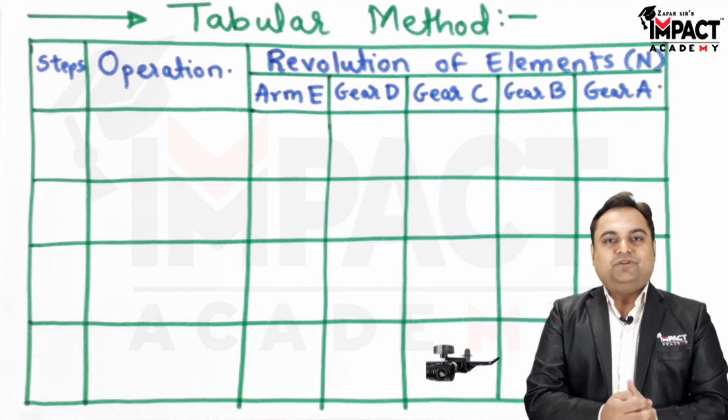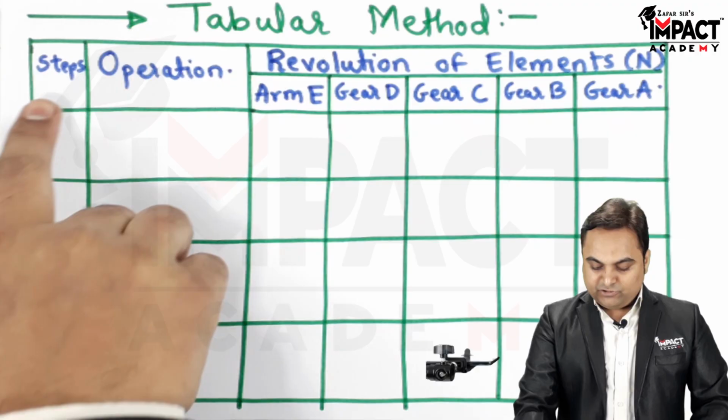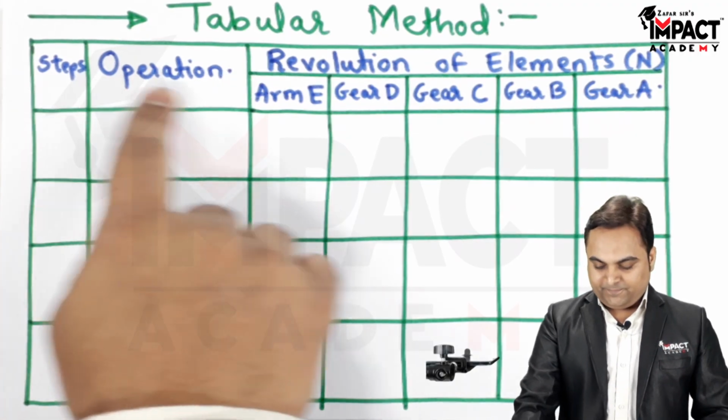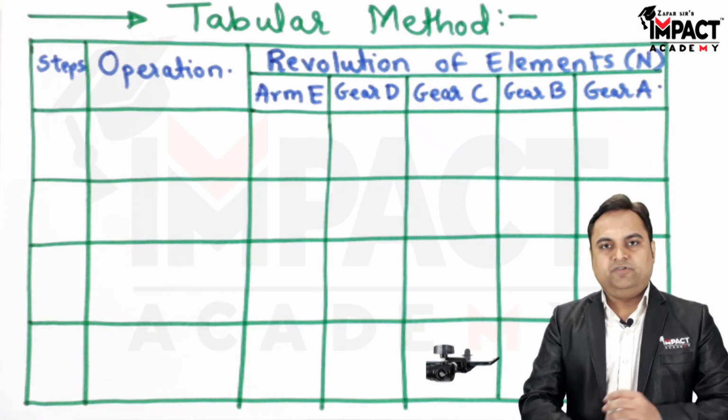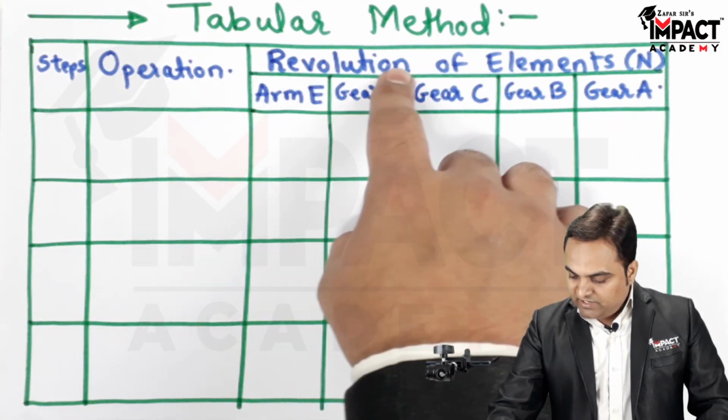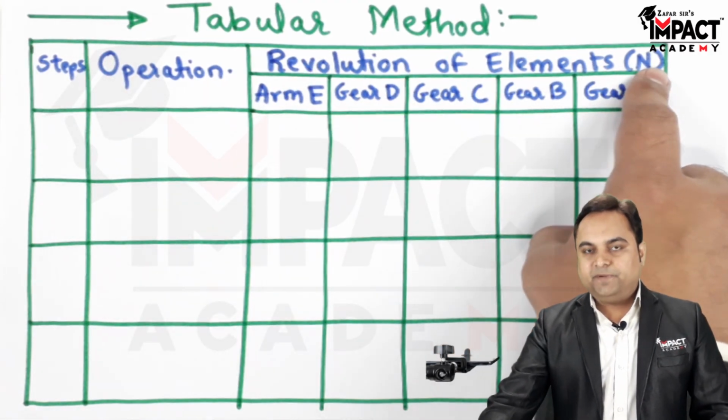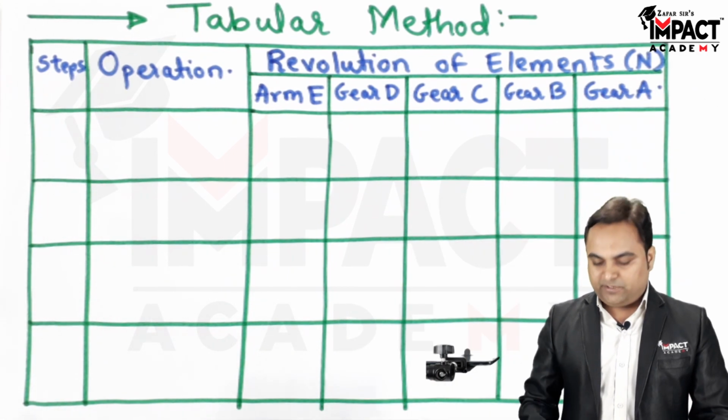So now in case of this tabular method, the first column is for the number of steps. Second is operation, that is whatever operations or revolutions we are giving. Then we have revolution of the elements, which is denoted by capital N. It would be in terms of RPM.